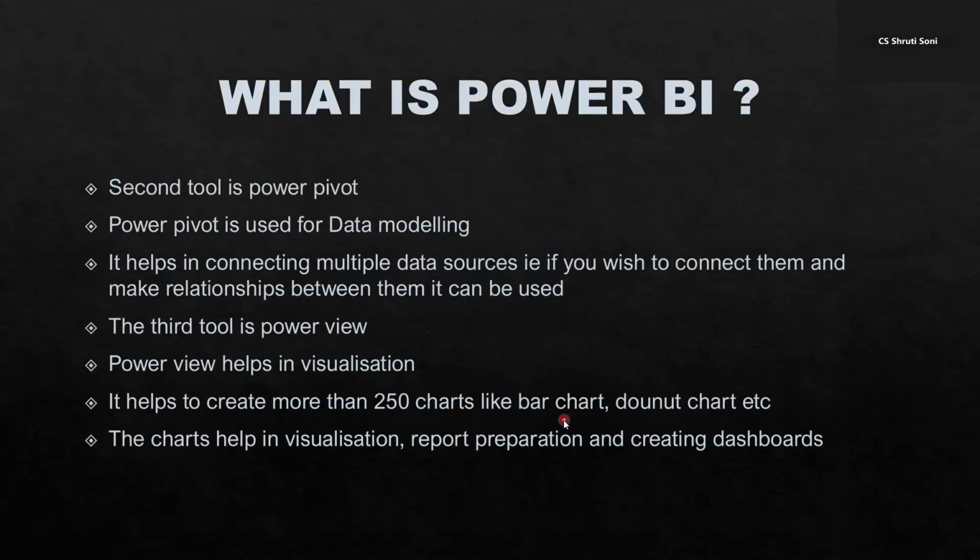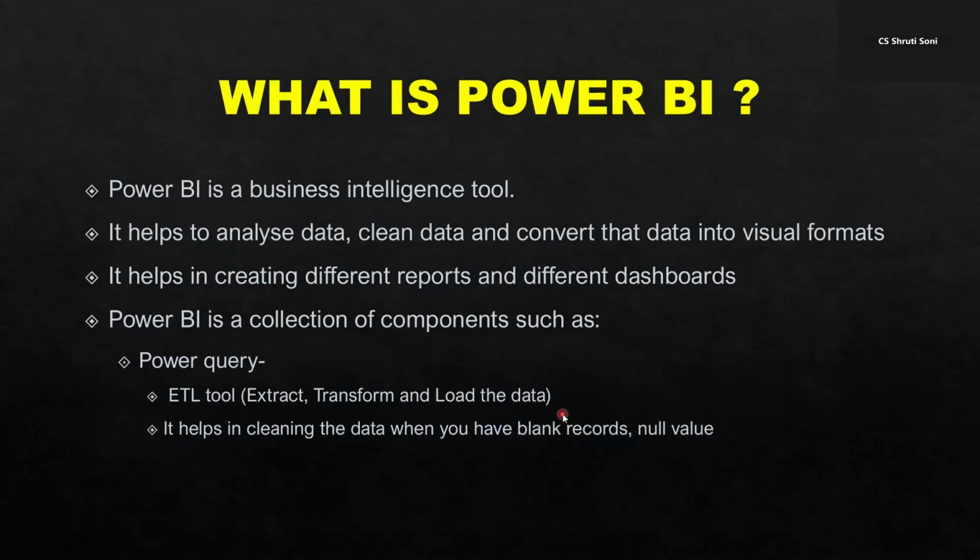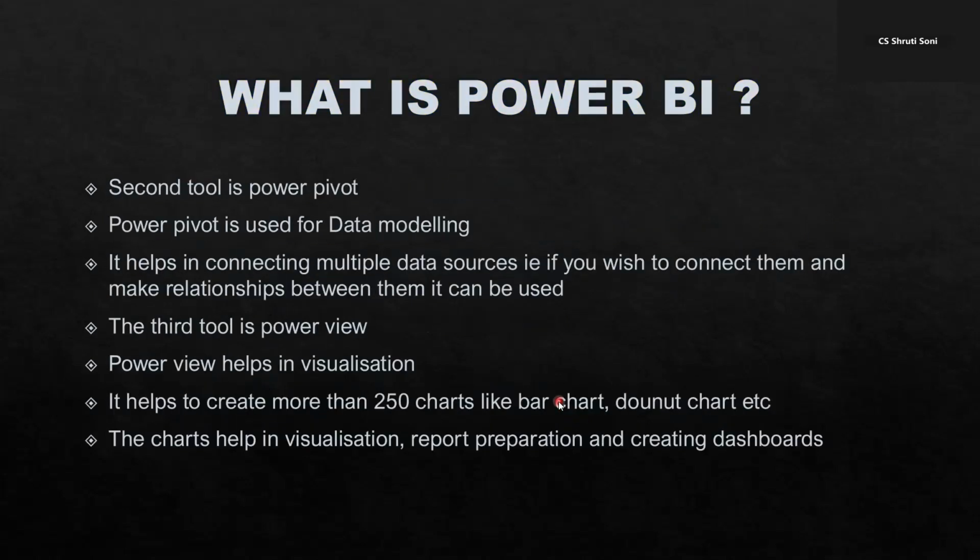So one aspect of Power BI was Power Query, which helps you to extract, transform, and load the data. The second is Power Pivot, which is used for data modeling. Basically, this helps in connecting multiple data sources if you wish to connect them, and it also helps in making relationships between them in a manner that it can be used.